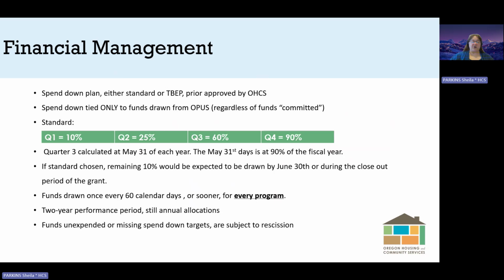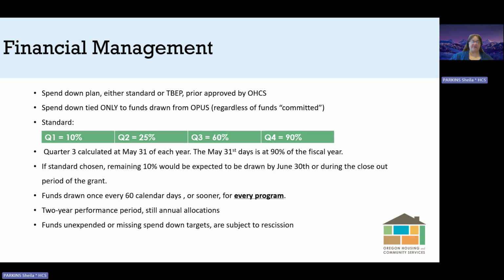However, any funds not drawn by 60 days following the funding period will be recaptured by OHCS, and any expenditures not meeting an approved spend down plan are subject to rescission at any time in the biennium and at OHCS's sole discretion. Regardless of where we are in the biennium, if a grantee fails to meet their spend down plan targets, OHCS may recapture those funds in a timely way so that we can reallocate them and ensure the full expenditure of the funds.